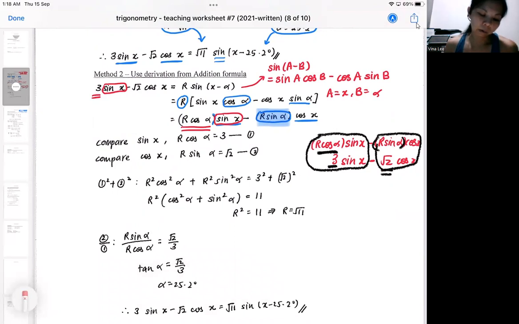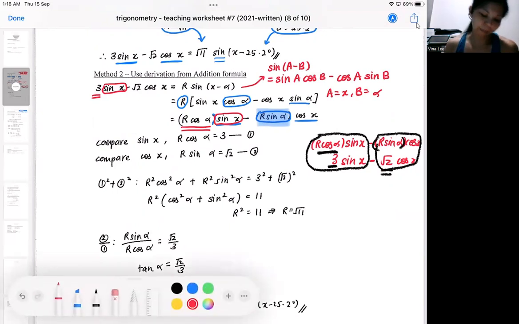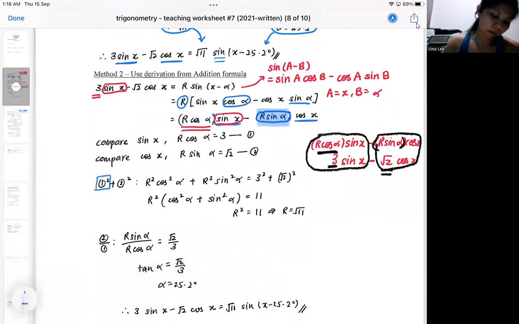And we're going to square them to add them up. So we're going to square equation 1, square equation 2 and add them up. There's a reason why we want to square it. Because when I square it, I get cosine square plus sine square, and cosine square plus sine square has a value of 1.